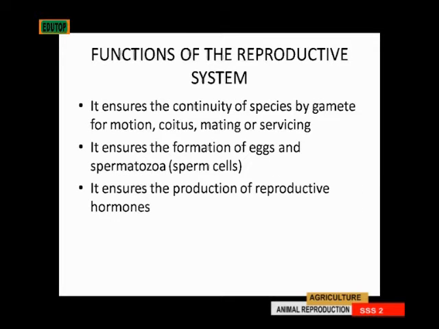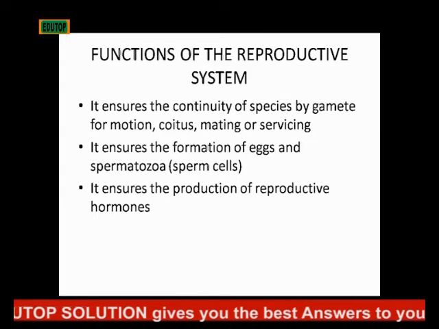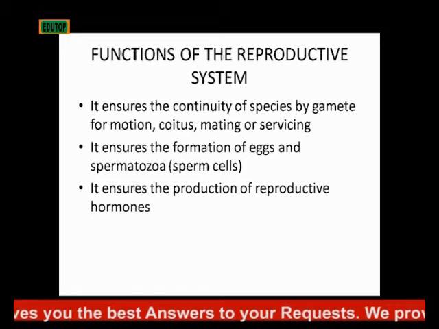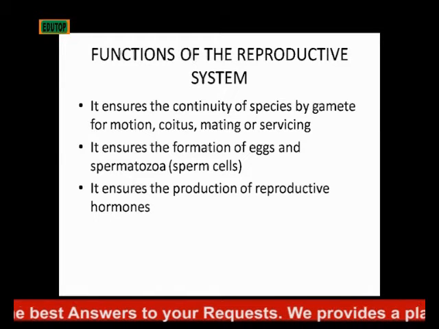The functions of the reproductive system now. It ensures the continuity of species by gamete formation, coitus, mating, or servicing. Then also, the reproductive system ensures the formation of eggs and spermatozoa, that's the sperm cells. Then it also ensures the production of reproductive hormones.